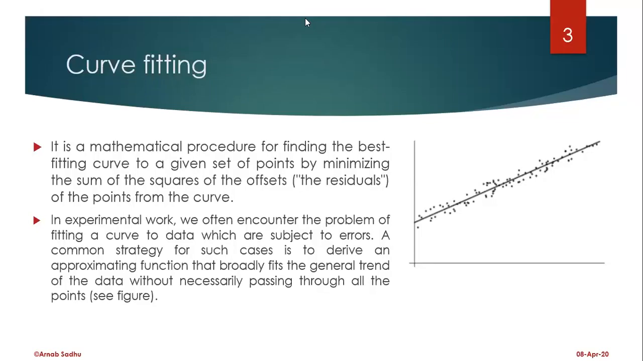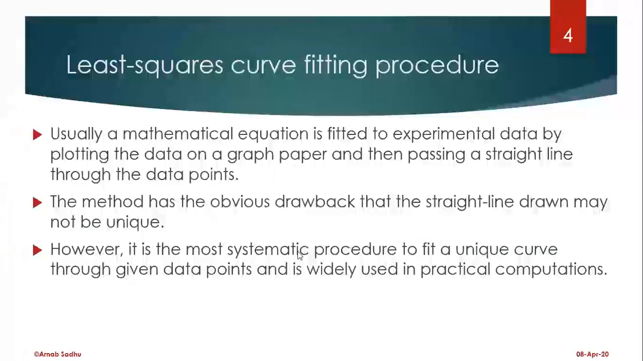So you have two terms. One is the intercept, which is known as the intercept. And the other thing that you need is the tangent, or slope. This slope will be represented by m, and the intercept term is b. The method has an obvious drawback that the straight line drawn may not be unique. But here we want to draw a unique straight line.